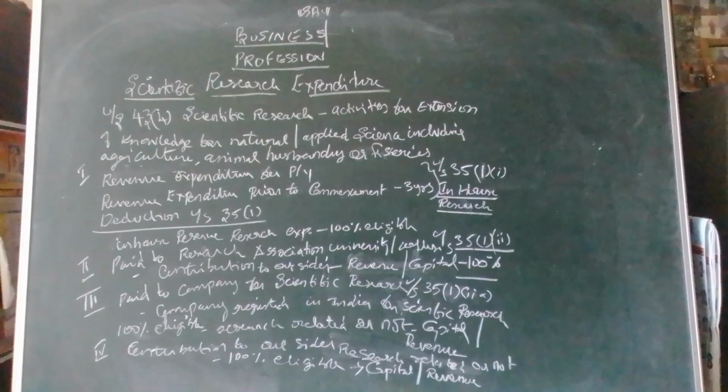See, I contributed the amount to Jawaharlal Nehru University. I contributed the amount to Madras University, Anna University, or IIT Madras. I contributed 1 lakh rupees for the scientific research. Then the same 1 lakh I can claim as deduction. Deduction in the sense of allowable expenditure, right? Deduction means this is not the deduction of reducing the amount from other things.